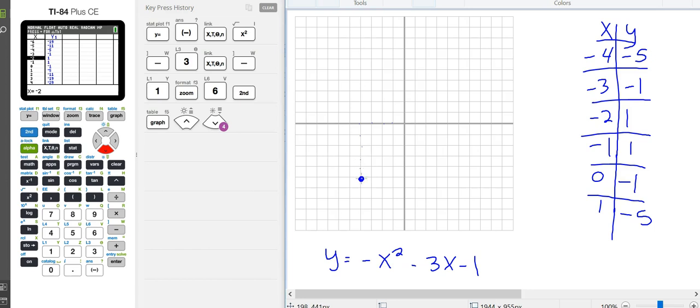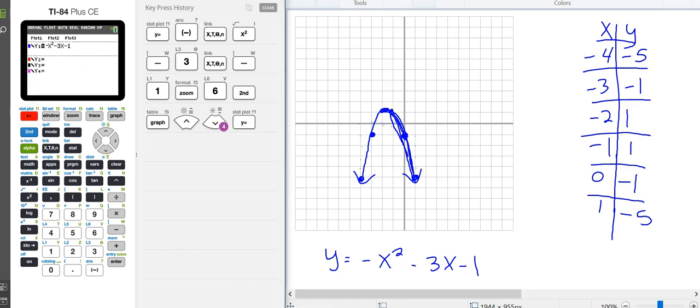That's over here. (-3, -1) is over here. (-2, +1) is over here. (-1, +1) is over here. (0, -1) is over here. And (1, -5) is over here. Now all we have to do is connect these points. Something like that. Make arrows, and this is our parabola with very minimal effort. Just punching the equation into the calculator and looking at the table that the calculator made for us.